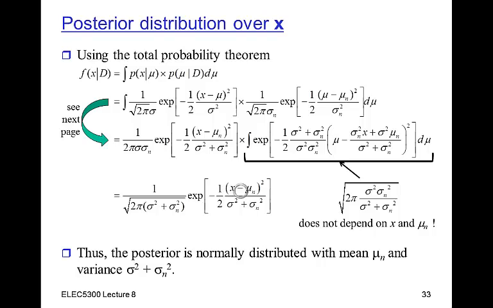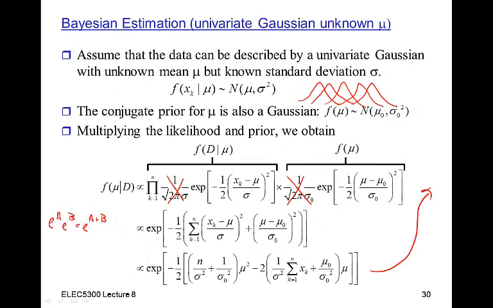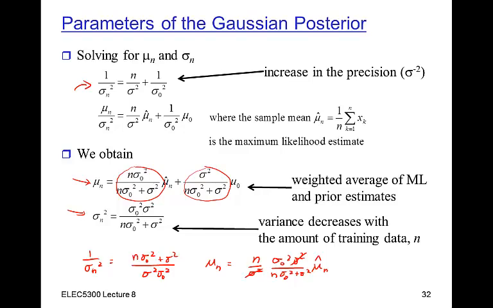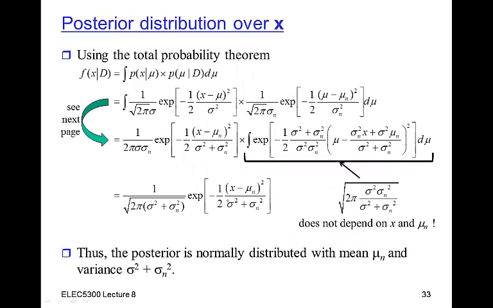And the mean of that distribution will be the estimated mean that I had before. What's kind of surprising in this case is that the variance of that distribution is not sigma squared. Because in our assumption, we assumed that x is normally distributed with a known variance sigma squared. But the posterior distribution does not have variance sigma squared. It actually has variance sigma squared plus sigma sub n squared.